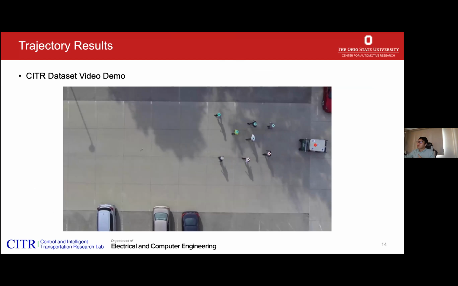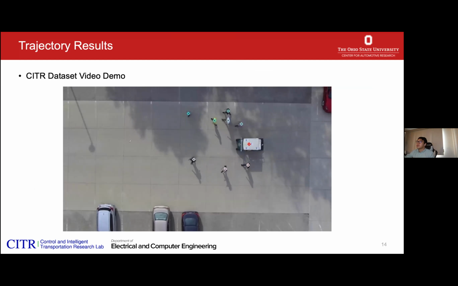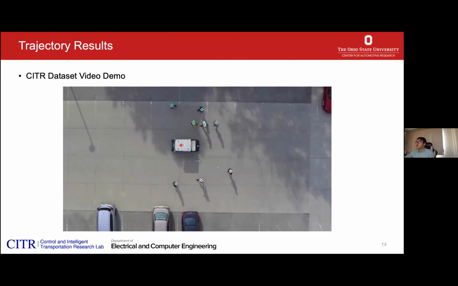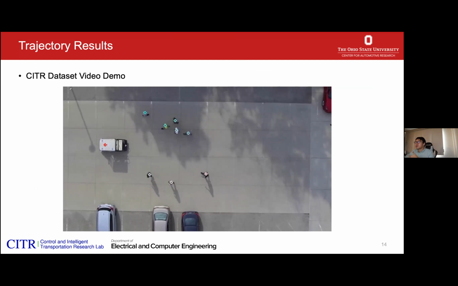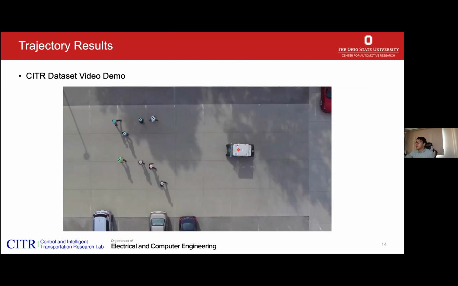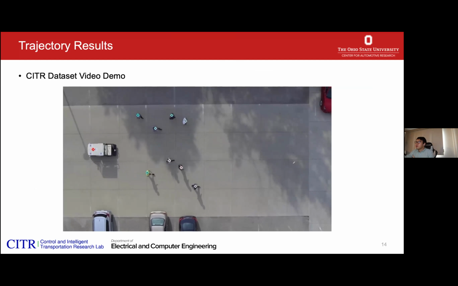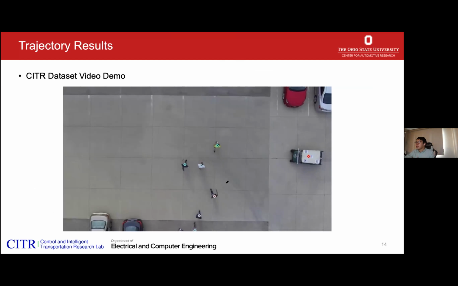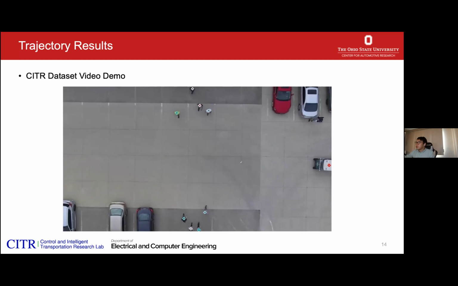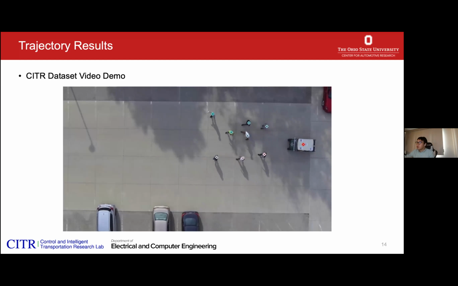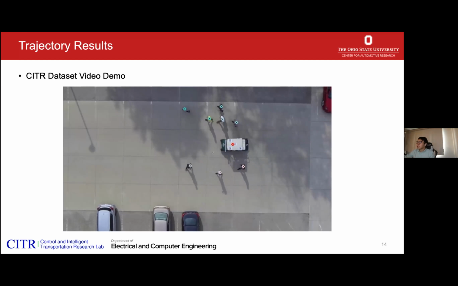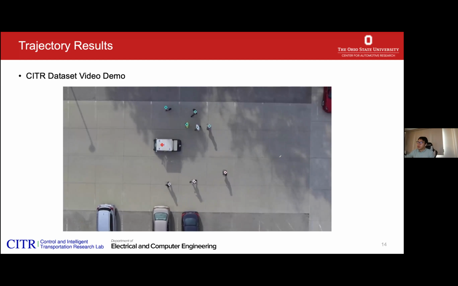And to give you a more clear idea, this is a video demo of our created dataset. And this is a video for the CITR dataset. As you can see here, we are conducting control experiments. The vehicle will come from different directions and interact with these pedestrians. So this is a case of the lateral interaction. As you can see in this video, almost all of the pedestrians are perfectly tracked. So the trajectory is very accurate. The tracking is very accurate.